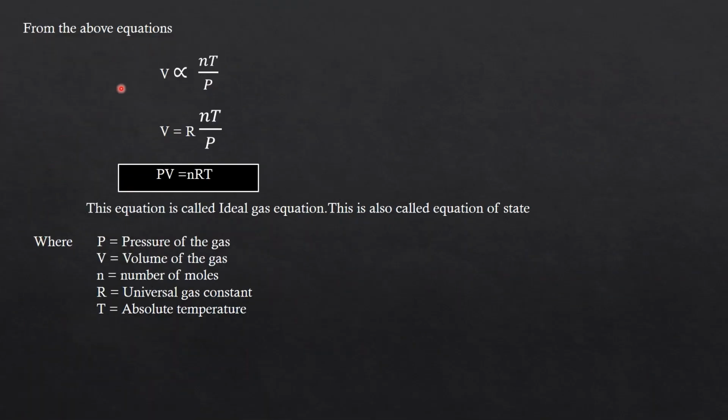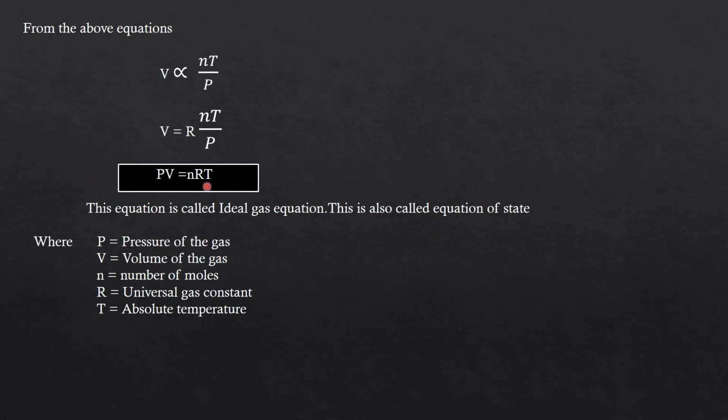From the above relations, we get V is directly proportional to nT by P. Therefore, V is equal to R into nT by P, where R is the proportionality constant. Later, it was named the universal gas constant. So, if you send P to this side, we get PV is equal to nRT. This is the ideal gas equation, and it is also called the equation of state.